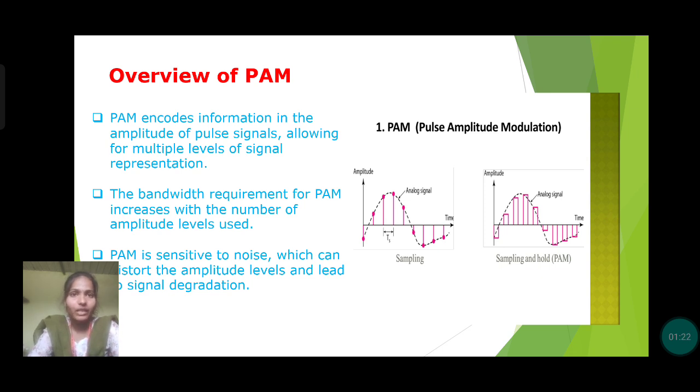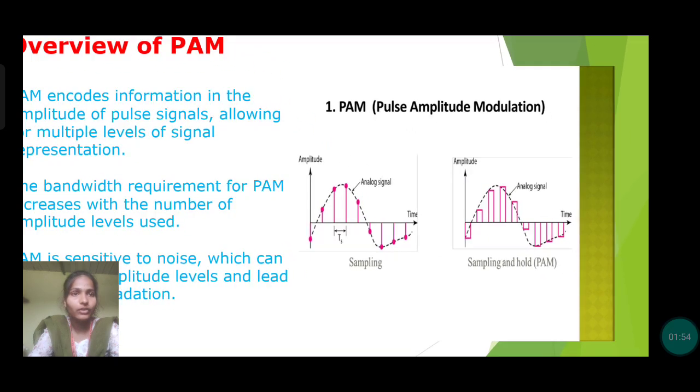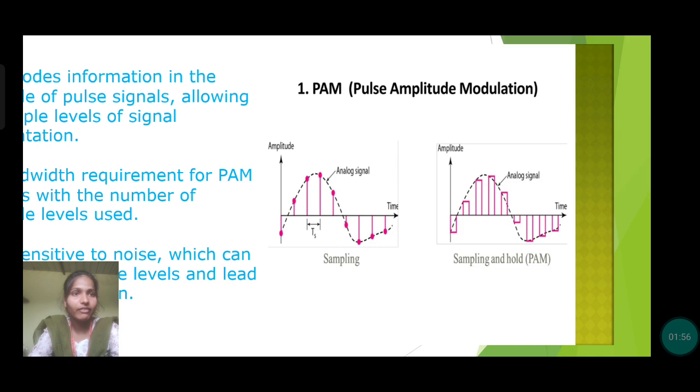Overview of PAM. PAM encodes information in the amplitude of pulse signals, allowing for multiple levels of signal representation. The bandwidth requirement for PAM increases with the number of amplitude levels used. PAM is sensitive to noise, which can distort the amplitude levels and lead to signal degradation. Here you can see the waveform of PAM. Here you can see the amplitude and the frequency.